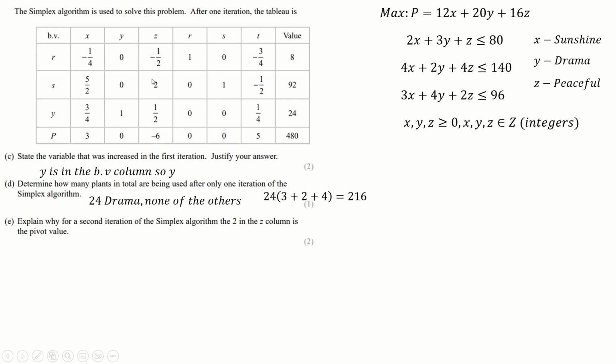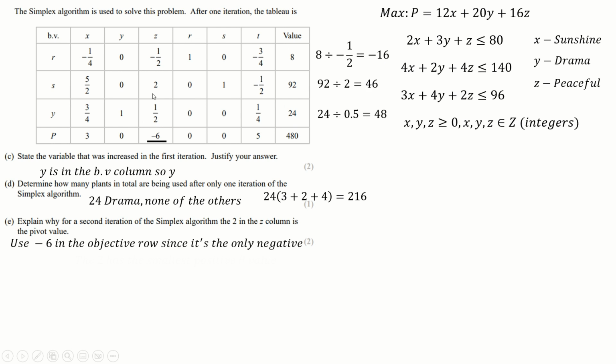Explain that this 2 is being used. So this is the most negative value in the profit. Going to work out some theta values, so this divided by this, and we ignore negatives. When I say we ignore negatives, we don't consider this a thing. We're looking for the least positive one. 92 divided by 2 is 46, 24 divided by a half is 48. This is the smallest one, so we're going to pivot around here. And just maybe say some of that written down, but we're going to pivot here.